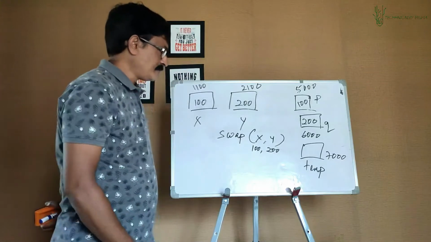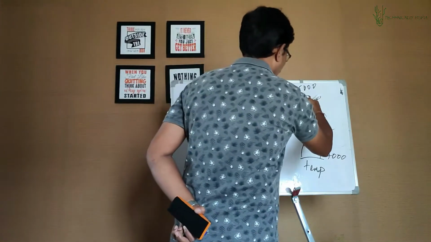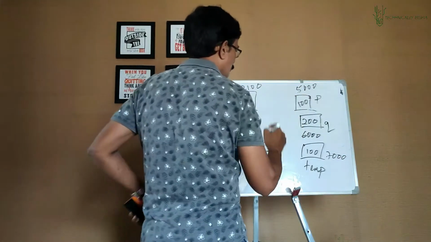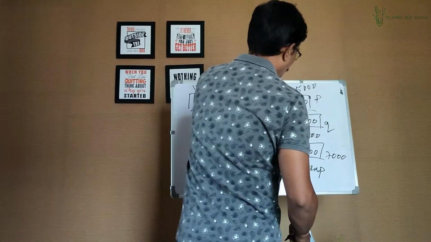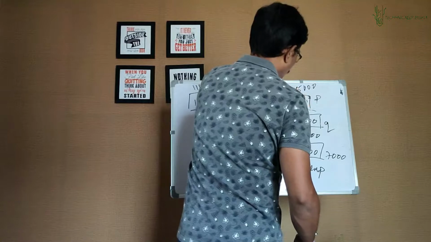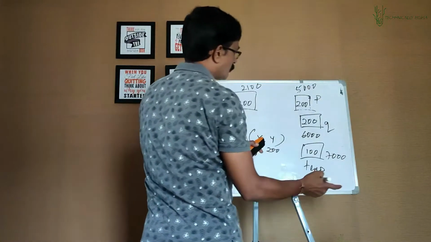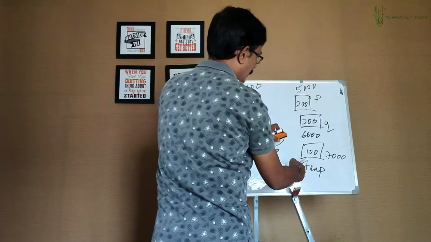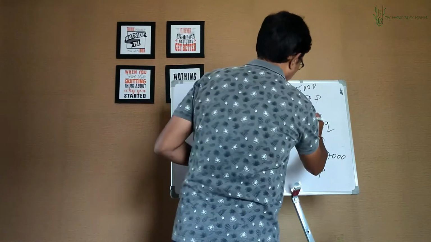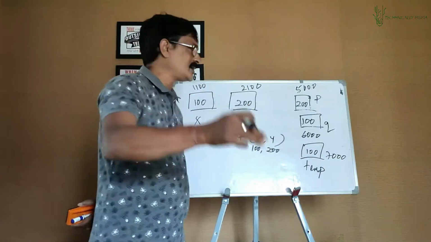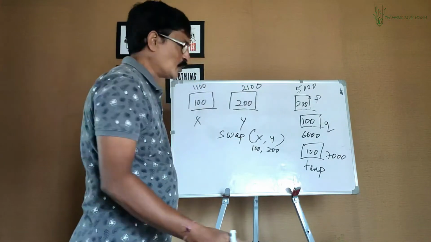Temp equal to p. So temp gets the value of p, that is 100. P equal to q. So p gets the value of q, that is 200. Q equal to temp. Q gets the value of temp, that is 100. So the swapping happened in p and q.